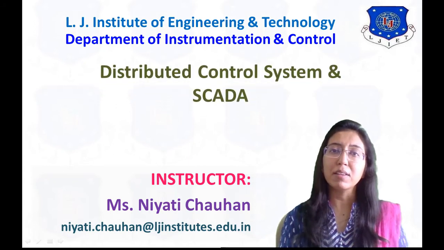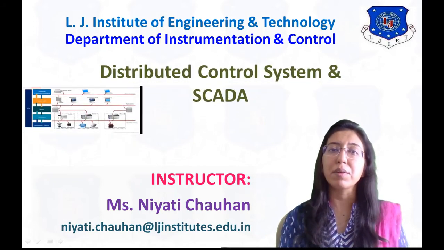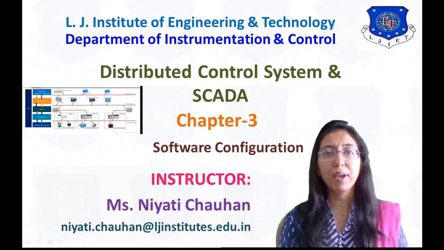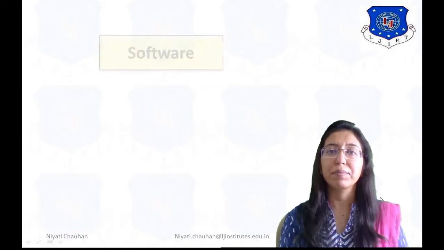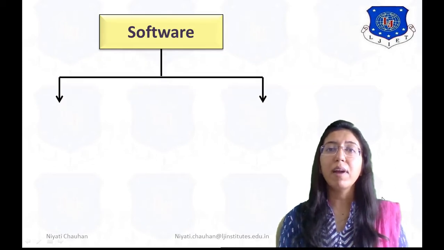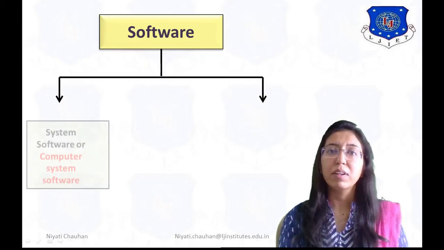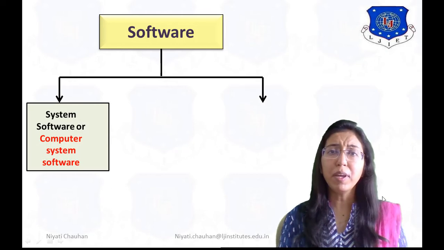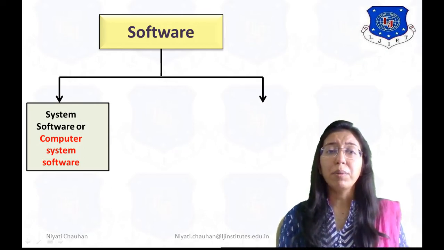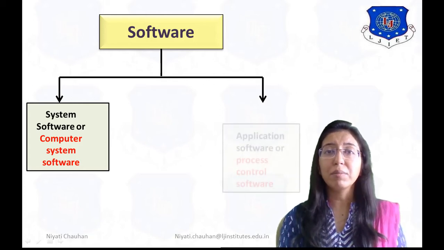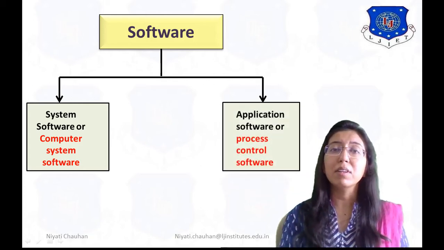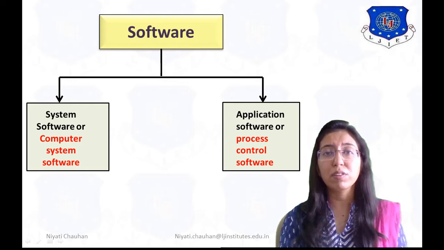Our subject is Distributed Control System and SCADA. Chapter 3, Software Configuration. Software is divided in two parts. Number 1, system software, sometimes called computer system software. Number 2, application software or process control software.